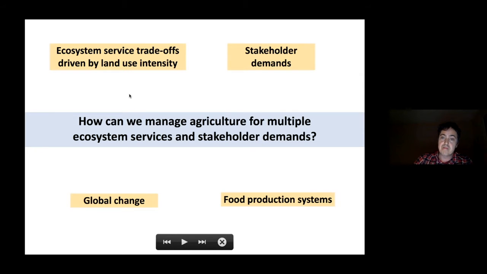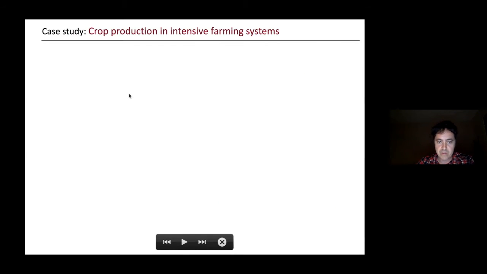But of course, there's a lot of potential scenarios that we could study here. So we decided to start with a simple case study of crop production in intensive farming systems. So we're talking about intensively managed systems, and one of the characteristics of these type of systems is that most of the biodiversity exists in the remaining fragments of natural habitat. So cropland doesn't host important levels of biodiversity.